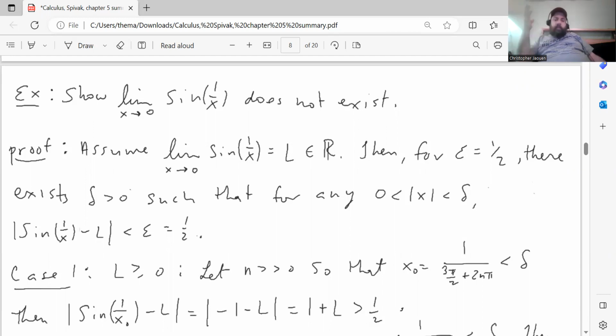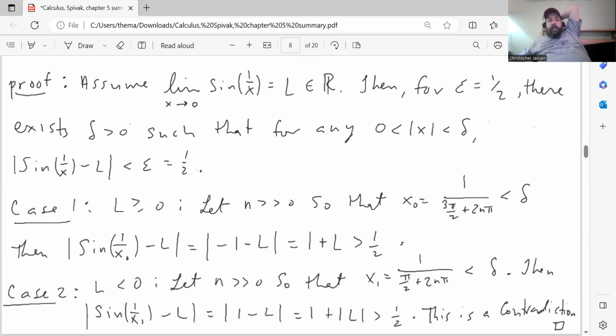So here's my proof. Assume the limit as x goes to 0 of sine 1 over x equals L, a real number L. Then for epsilon equals 1/2, for example, there exists a delta greater than 0, such that for any x with 0 less than the absolute value of x less than delta, the absolute value of sine 1 over x minus L is less than epsilon, which is 1/2. So we're assuming that the limit exists, in other words. So if the limit exists, then you should be able to get within a distance of 1/2 of L, right, by just taking x sufficiently close to 0.